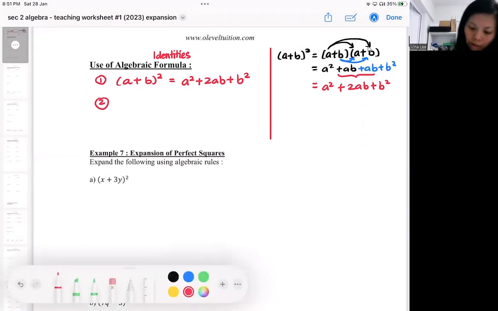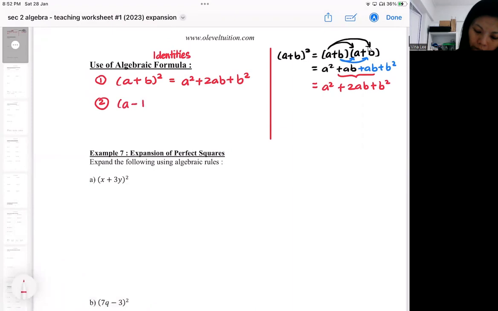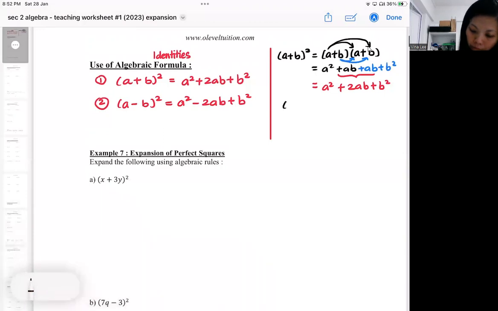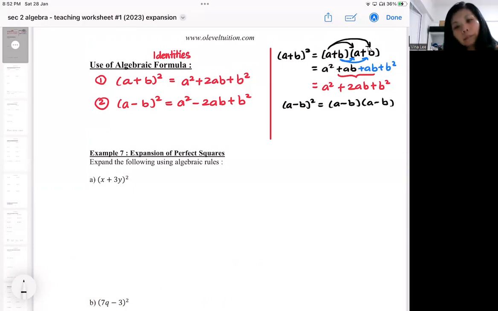Okay, the same thing happens. a minus b squared will become a squared minus 2ab plus b squared. So how do they come out with the formula? It will be a double bracket and you go through the arrows. I won't show you here; you can try it yourself.